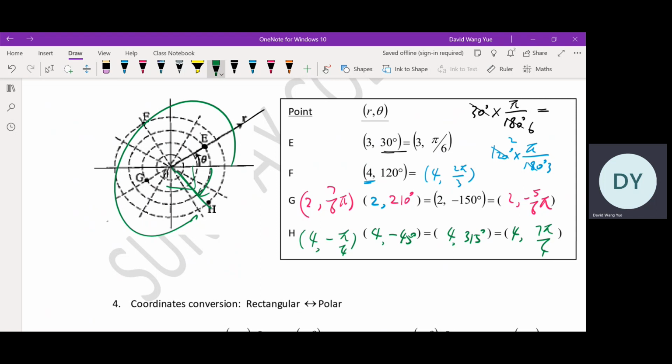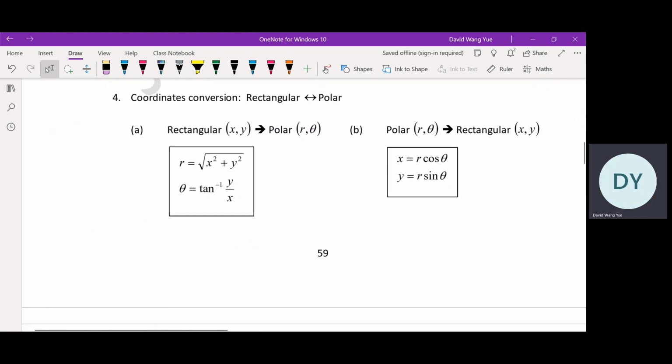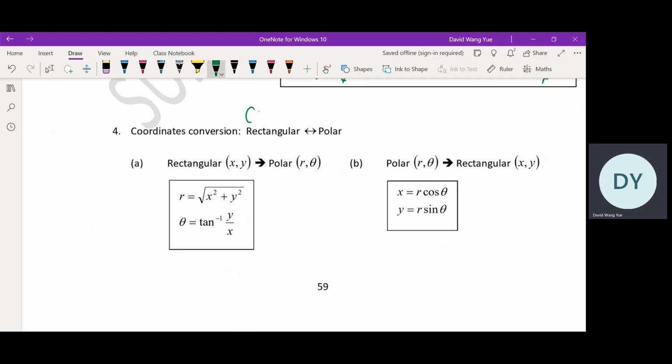Now, once again, it all depends. If the question uses radian, then you should use radian. If the question uses degree, then you should use degree. How do we convert coordinates in between rectangular, which is Cartesian? Okay, how do we convert Cartesian to polar or polar to Cartesian?